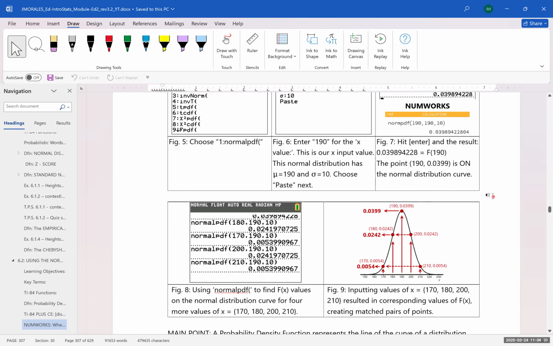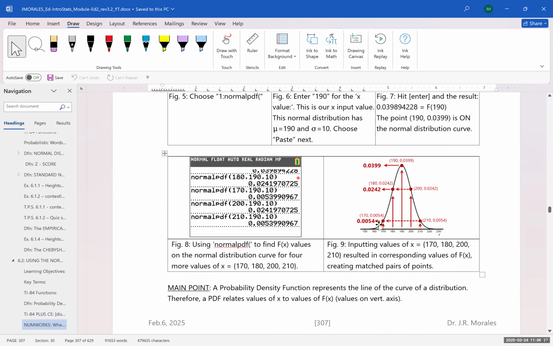Okay, now we can use these same functions to get more points on the normal distribution, and that's what a PDF function does. A PDF function just gives us ordered pairs on the edge of the distribution itself. Okay, it has nothing to do with the area, just values that are on the line of the normal distribution itself.